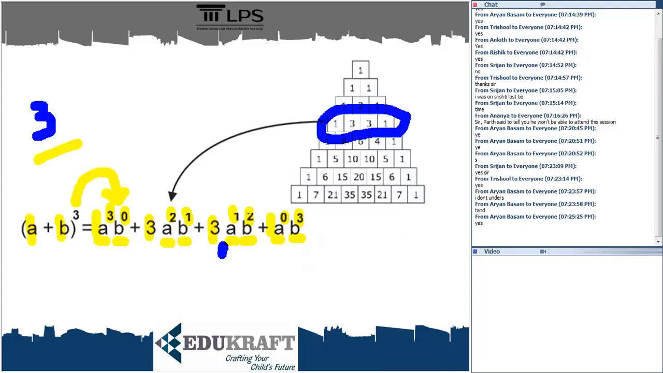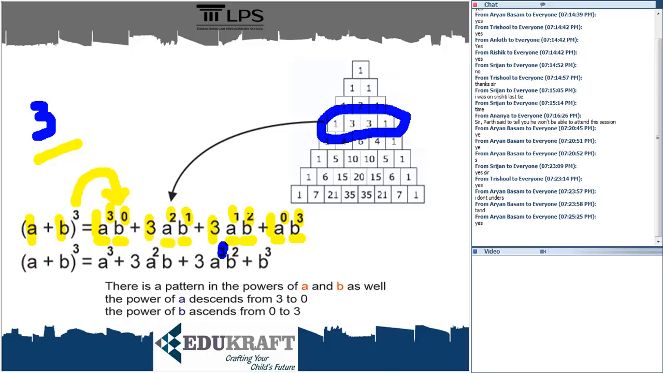Okay, so in the next slide you observe A plus B the whole cube is A cube plus 3A square B plus 3AB square plus B cube. Okay. What I am also trying to say here is that there is a pattern for the power also. Look at the highest power, it is 3, and you see the power of A is descending from 3 to 2 to 1 to 0, and the power of B is ascending from 0 to 1 to 2 to 3.